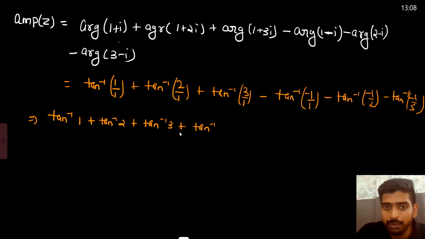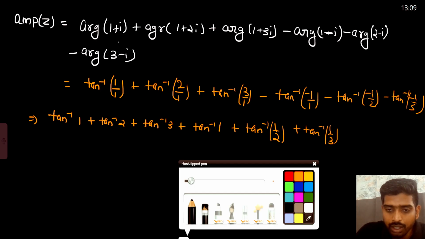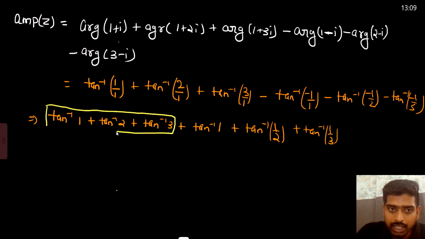Minus, if we take it out, it will become plus tan inverse 1 plus tan inverse 1 by 2 plus tan inverse 1 by 3. Because if we take minus out, minus minus will become plus, here also and here also. Got it? Now, what is tan inverse 1 plus tan inverse 2 plus tan inverse 3? Tan inverse 1 plus tan inverse 2 plus tan inverse 3 is equal to pi.